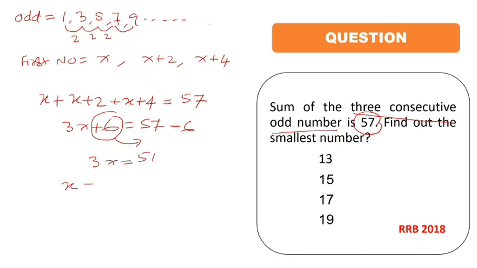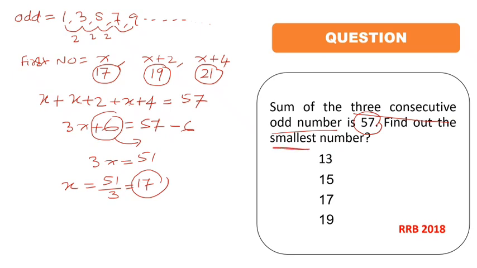So x will be equal to what? x will be equal to 51 by 3, which is equal to 17. So 17 is our lowest number. This is x, which will be 17. Then x plus 2 will be 19, and x plus 4 will be 21. So these are all the three consecutive odd numbers we needed to find out. Which is the smallest number? Out of these, the smallest number is 17. So we will write the correct answer as 17.